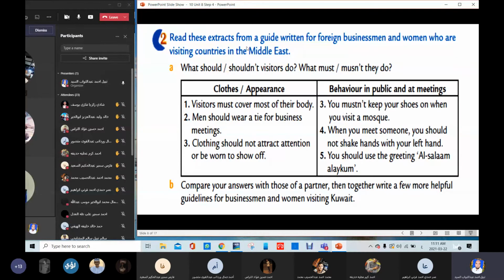Now, read these extracts from a guide written for foreign businessmen and women who are visiting countries in the Middle East. These are some rules for foreigners or people from different countries, what they can do when they visit some Islamic countries in the Middle East. Here, clothes and appearance. What about their clothes? If we have foreign businessmen and women who are visiting our country, what they must do and what they should do, what they shouldn't do, etc. Visitors must cover most of their body. Men should wear a tie for business meetings.